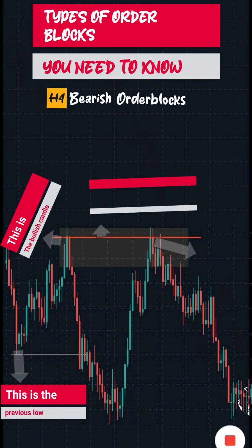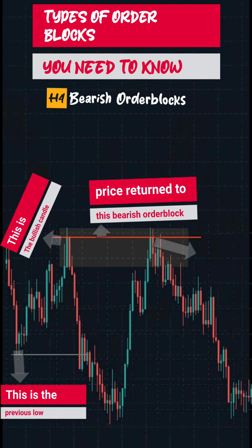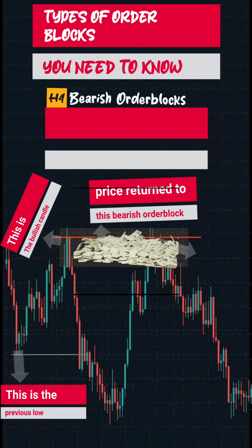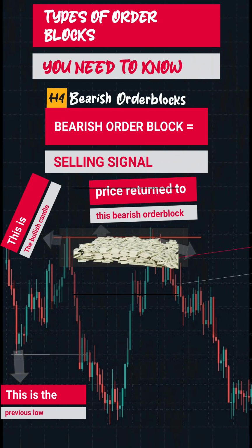When price returns to these bearish order blocks, it's like a supply zone signaling that smart money is looking to sell. So, when price gets back there and shows signs of rejection, you have your opportunity to sell.